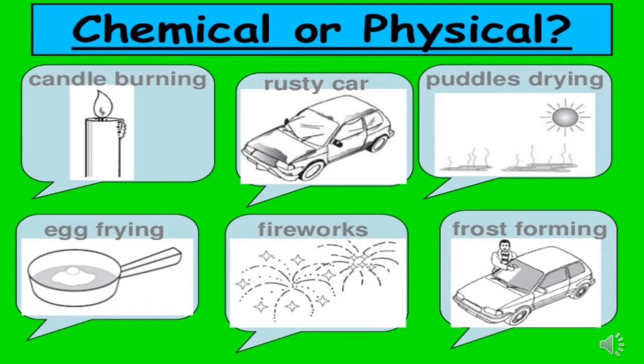These are examples of some more physical and chemical changes that we observe: lighting of a candle, rusting of a car, evaporation of water from puddles, frying of an egg, fireworks, and frost forming on a car on a cold day. These changes also we observe in our day-to-day lives.